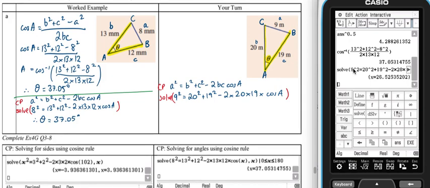We have A, and in this case theta, is equal to 26.53 degrees. And there's our answer. Hopefully you got the same.